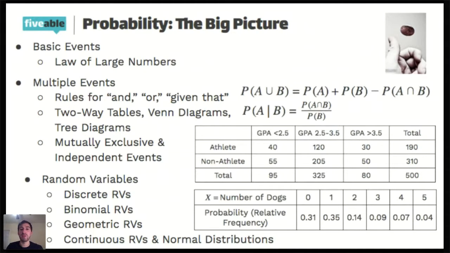You just calculated the probability of being an athlete given that you have a low GPA. So 40 out of 95 is 0.42. Based on that, does it appear that the events of being an athlete and having a low GPA are independent of each other, or do they appear to be associated with each other? So does knowing that someone has a low GPA impact the probability that they are an athlete?